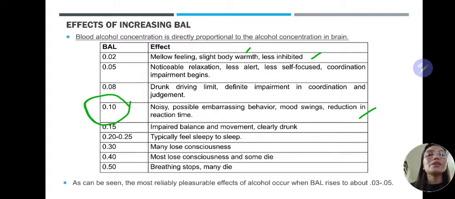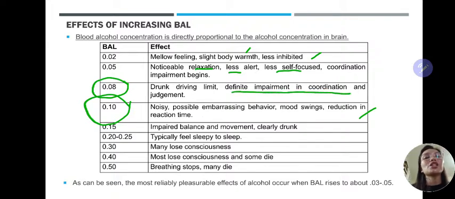And then, pag 0.05, noticeable relaxation, nagre-relax na siya. Less alert, less self-focused, and then, nagkakaroon na ng impairment sa coordination. Yung 0.08 is the drunk driving limit. Meron na kasing definite impairment in coordination and judgment. And then, dito nga sa 0.10, nakakahiya na yung behavior niya, possibly embarrassing behavior. 0.15, clearly drunk.